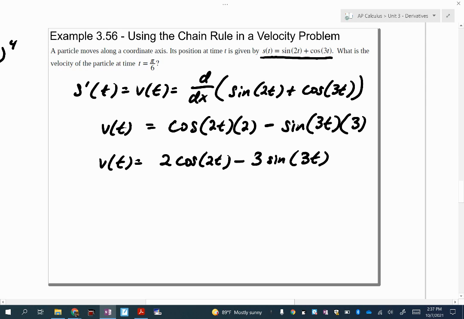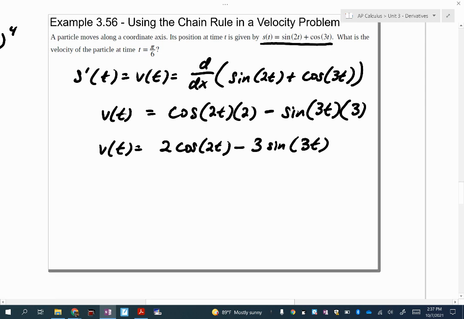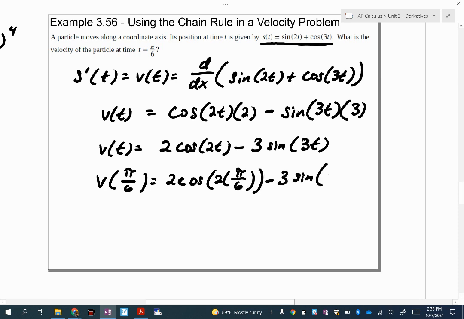It wants us to find the velocity of this particle when time is pi over 6. So I'm going to plug in pi over 6. So I get 2 times the cosine of 2 times pi over 6 minus 3 times the sine of 3 times pi over 6.